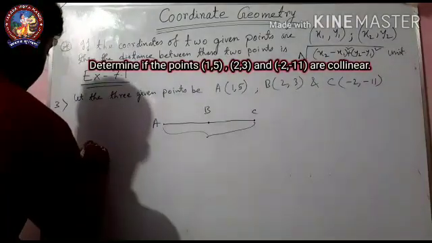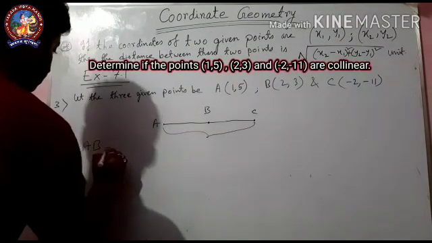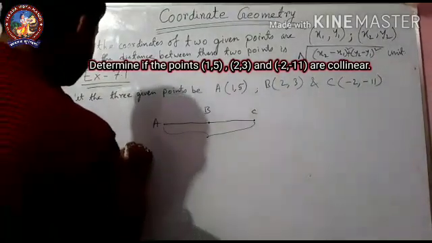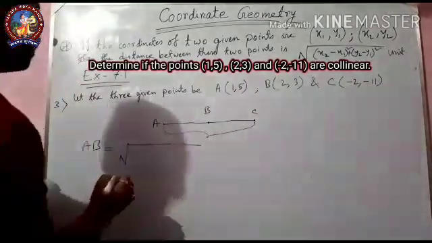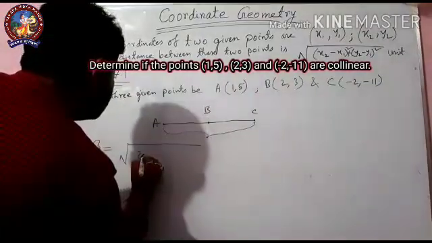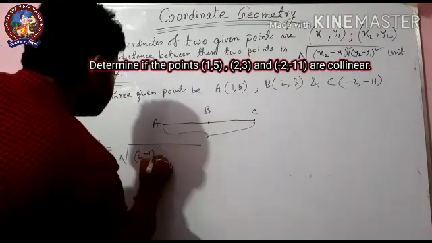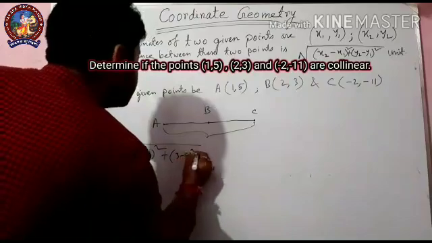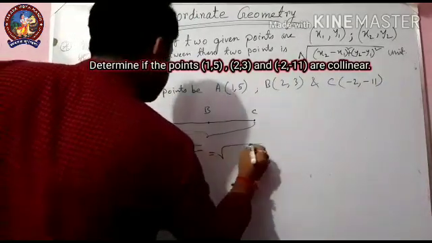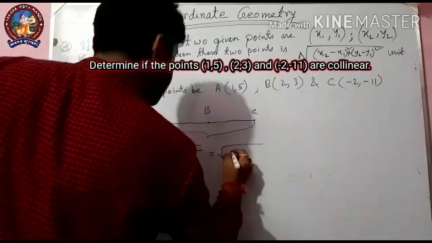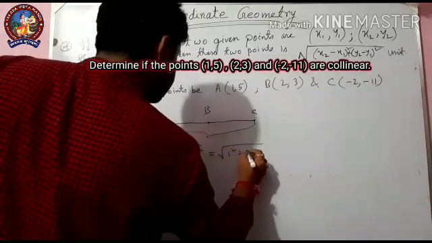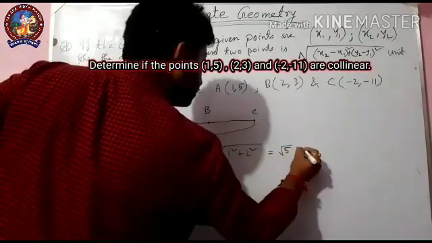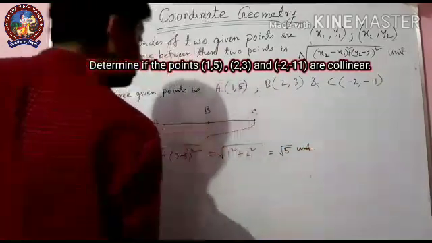Now AB will become, according to the distance formula, 2 minus 1 whole square plus 3 minus 5 whole square, that is root over 1 square plus 2 square, that is root over 5 units, right?